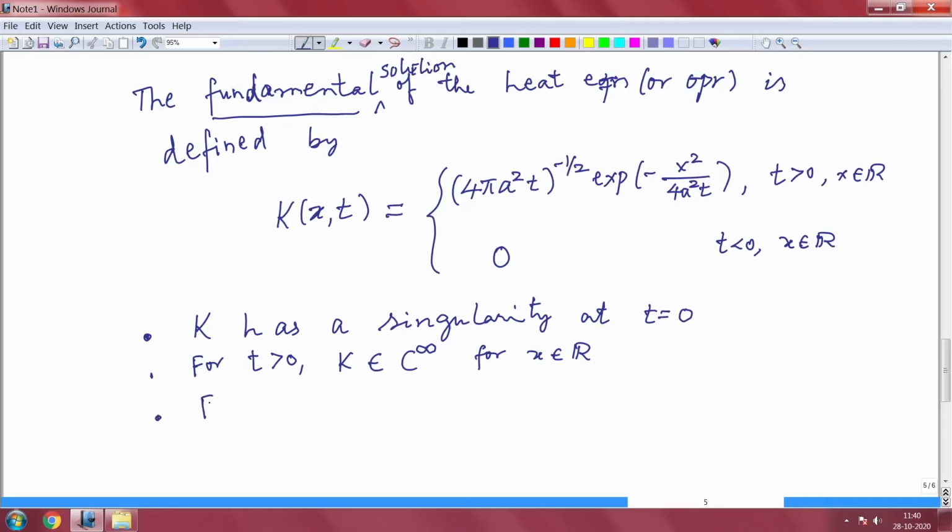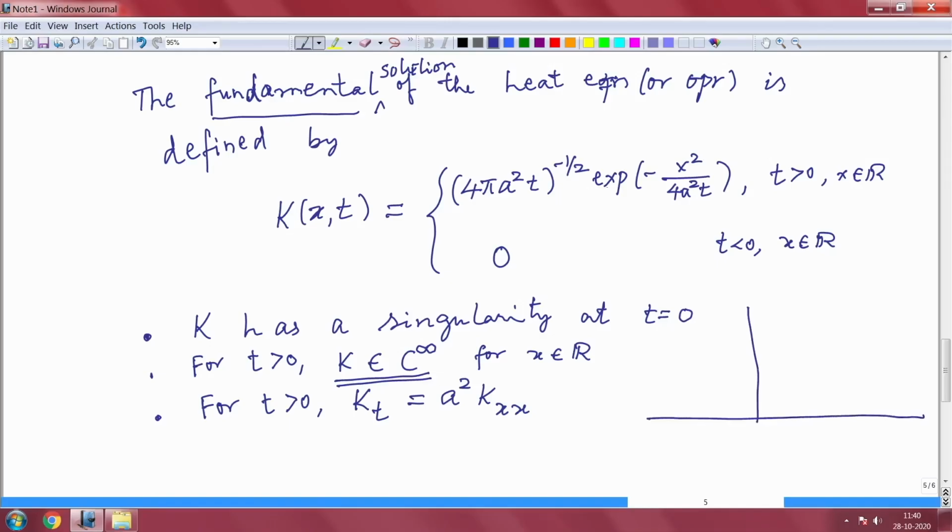Again for t positive, k satisfies k t equal to a square k x x. So k satisfies the heat equation in the region t positive, and it is a very smooth function. It has only a singularity at t equal to 0. Some profiles of k I can show you.